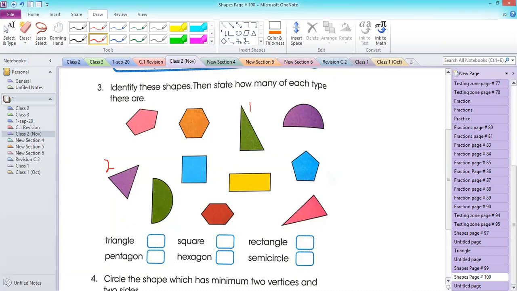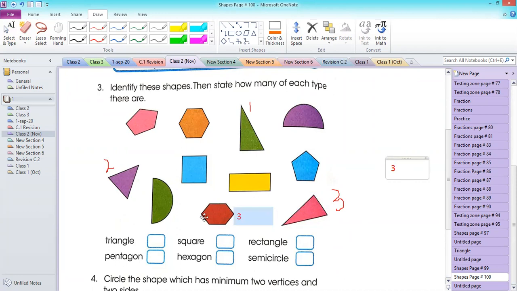Okay, coming to this, 1, 2, 3, 4, 5, 6. It has 6 vertices. This cannot be a triangle. Now this one: 1, 2, and 3. There are 3 vertices. 1, 2, and 3. There are 3 sides. That means it is a triangle. That means there are 3 triangles. So I will write here 3.